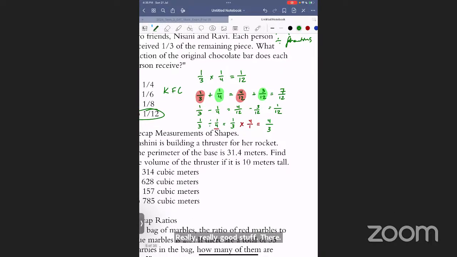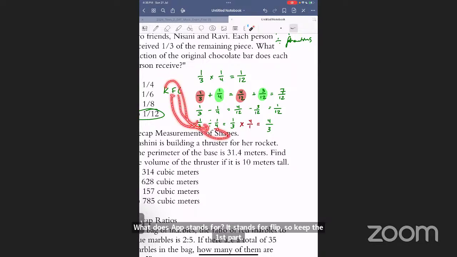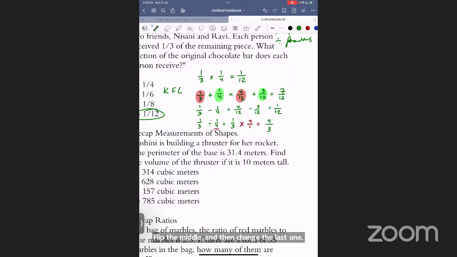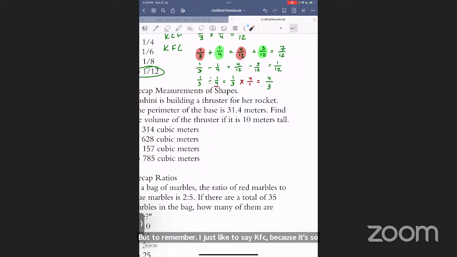All right, what does F stand for? It stands for flip. So keep the first part, flip the middle, and then change the last one. By the way, the actual acronym is KCF, because it makes more sense to change this and then flip it, so it's called KCF. But to remember, I just like to say KFC because it's so much easier to remember than KCF, right?